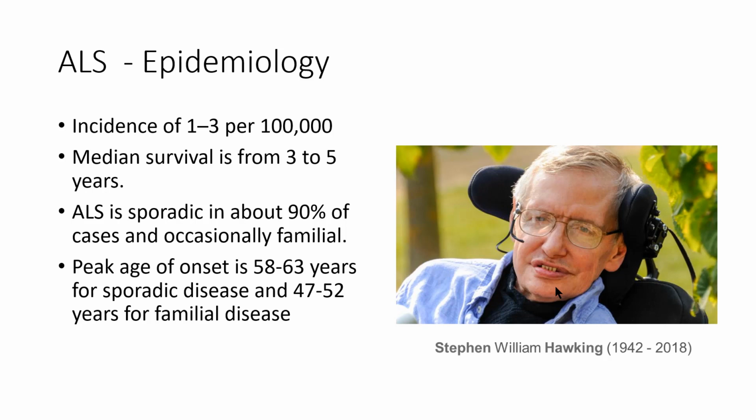The peak age of onset is 58 to 63 years for sporadic disease, and 47 to 52 years for familial disease. You may recognize on the right a picture of Stephen Hawking. He was a rare case of ALS in that he was diagnosed at a typically younger age, and as a result of his position in life, he was able to use assistive technologies and was a prolific writer, and unfortunately passed away in 2018.